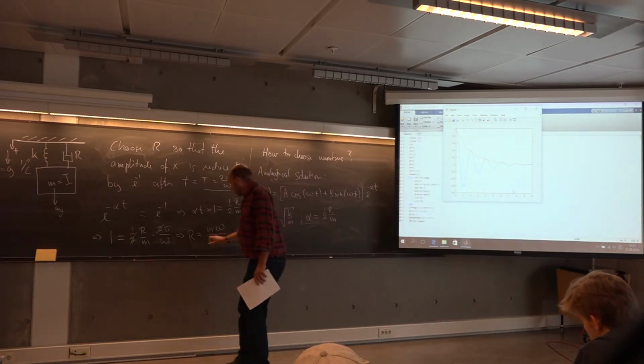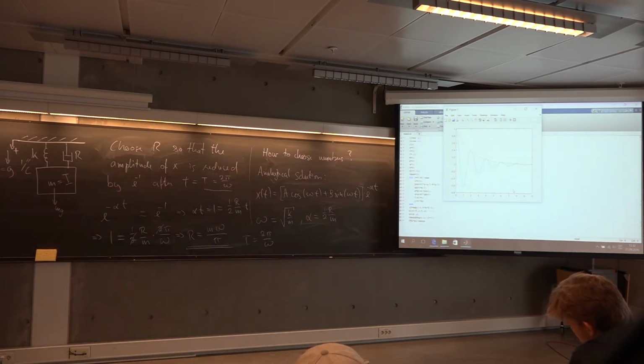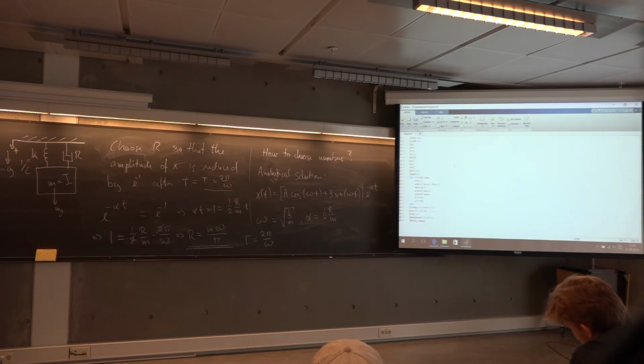So let's see if that is the case. We choose this one as a resistance. Let's see. R is not 1 anymore. R equals the mass m multiplied with omega, and then divided by pi. Then I need the omega. I think I had it here somewhere. There we go. So now this one should work.